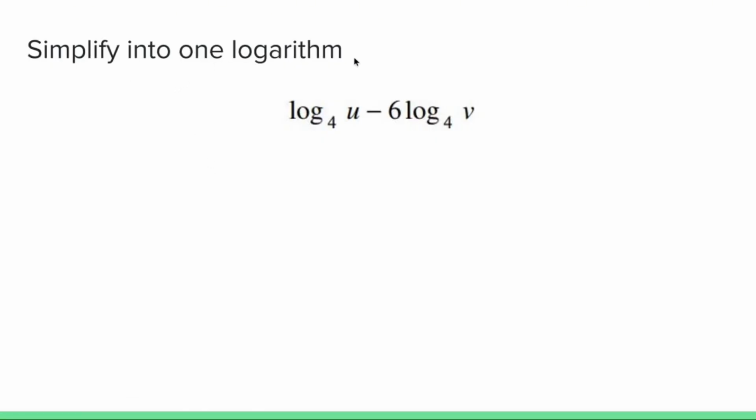Simplify into one logarithm. Now, if you watch all of my videos in order, you've seen me do this step by step, so I'm not going to write out all the steps as much, but this is what I notice. I have a 6 living in front of this log right here, so you can turn that into an exponent by moving it to v. So this becomes minus log base 4 of v to the 6th power.